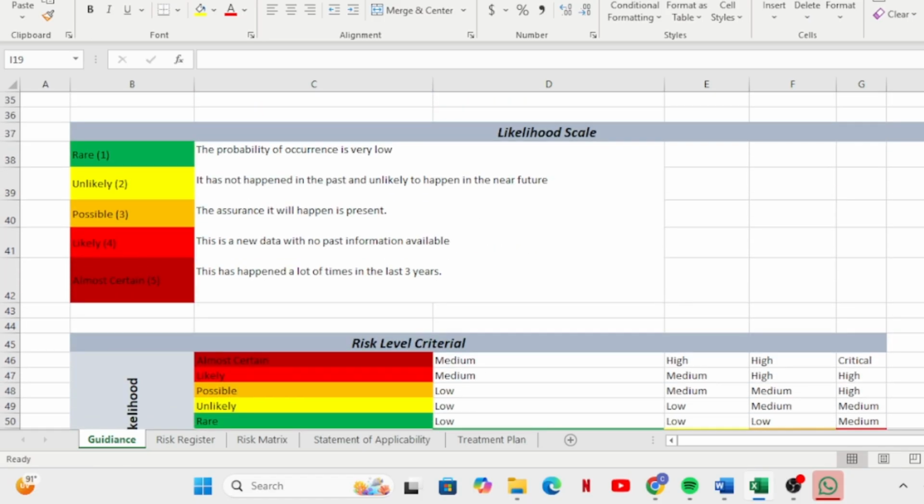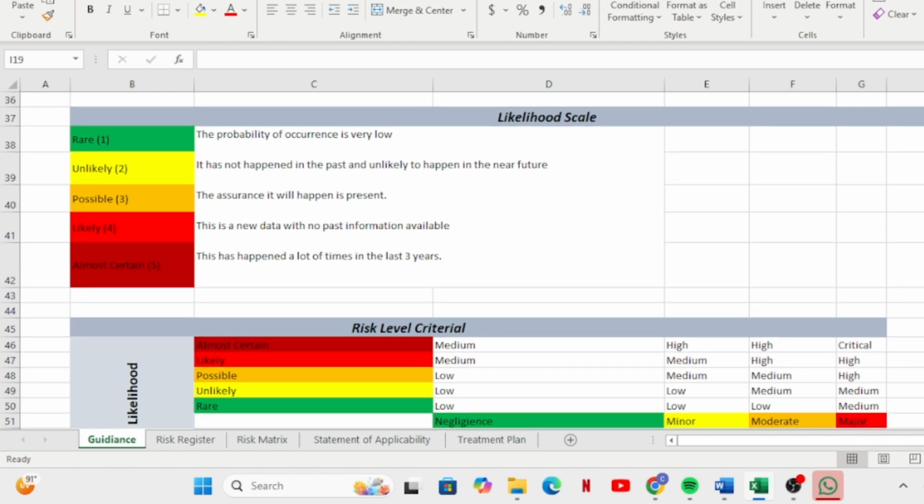The likelihood scale is either rare, unlikely, possible, likely, or almost certain. When it's rare, the probability of occurrence is very low. When it's unlikely, it has not happened in the past or is unlikely to happen in the near future. When it's possible, at number three, the assurance that it will happen is present. When it's four, it's likely. This is new data with no past information available. When it's five, you know that it's almost certain. This has happened a lot of times in the last 3 years.